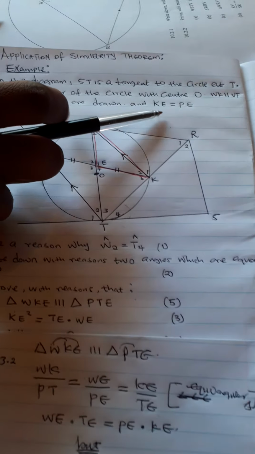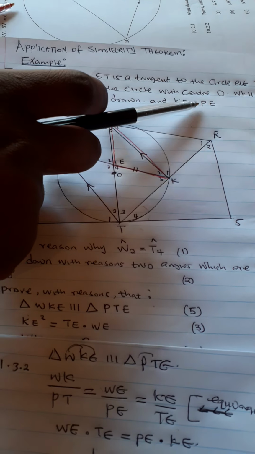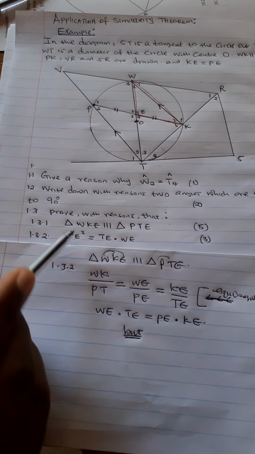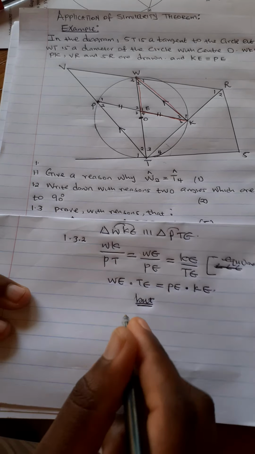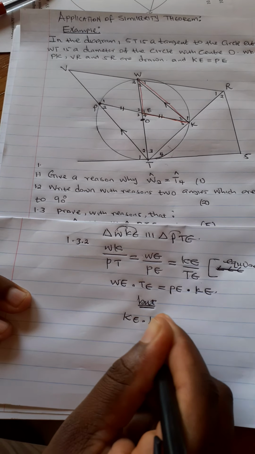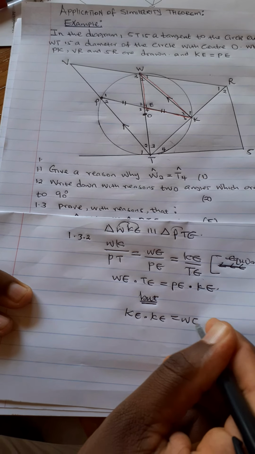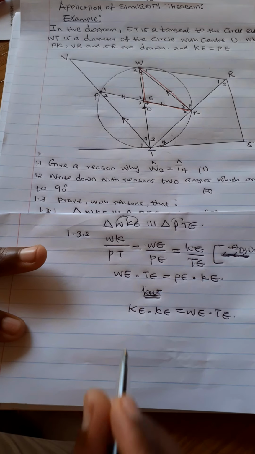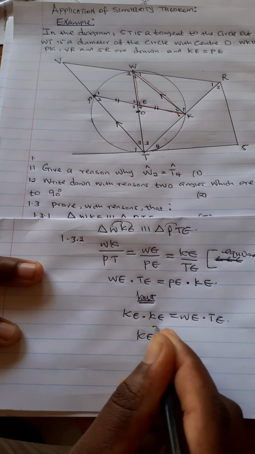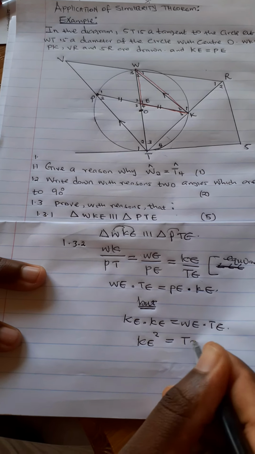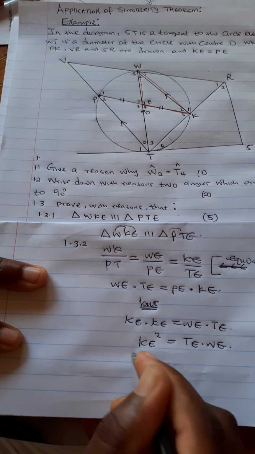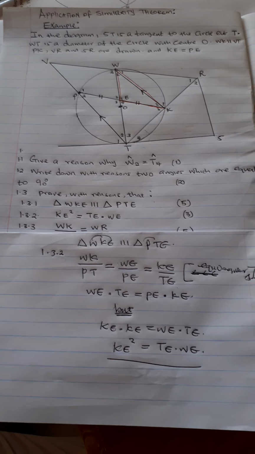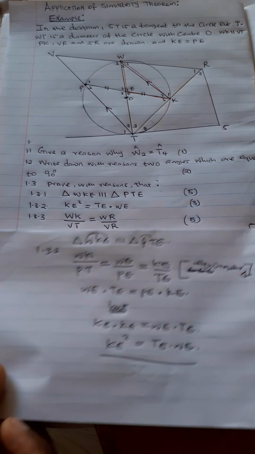You see there. What are they saying here? KE is equal to what? PE. KE is equal to PE. Check the answer, it's in terms of KE. Where there is PE, I'm going to write KE. So I'll write KE multiplied by KE is equal to WE multiplied by what? TE. You see? So KE times KE, what do you get? KE squared, is equal to what? TE multiplied by WE. You see? This is how we prove these similarity problems. This is how you have to work them out.